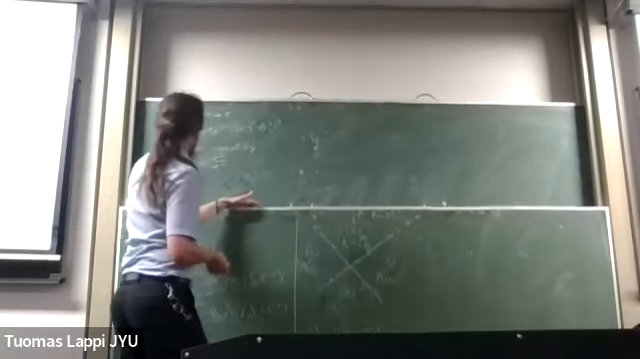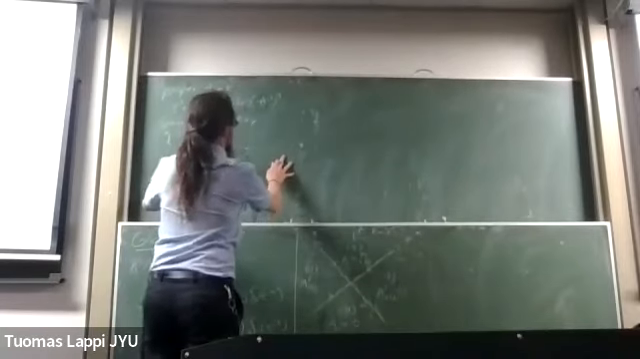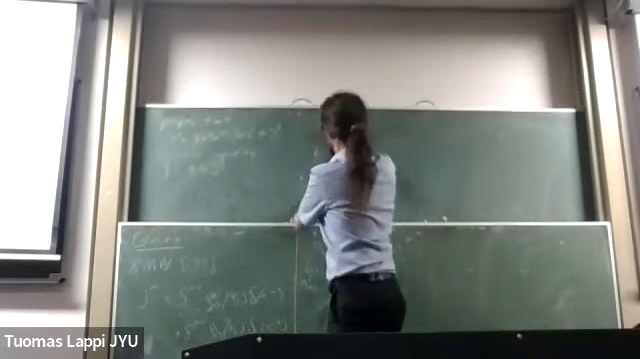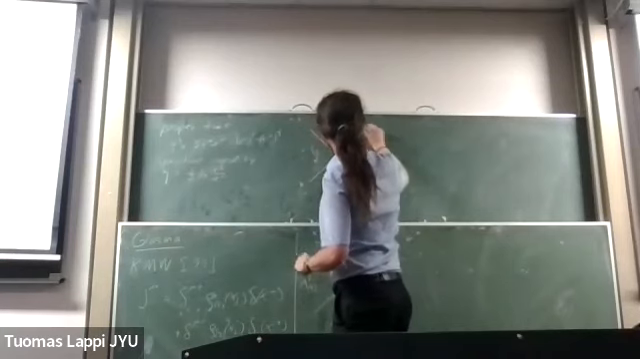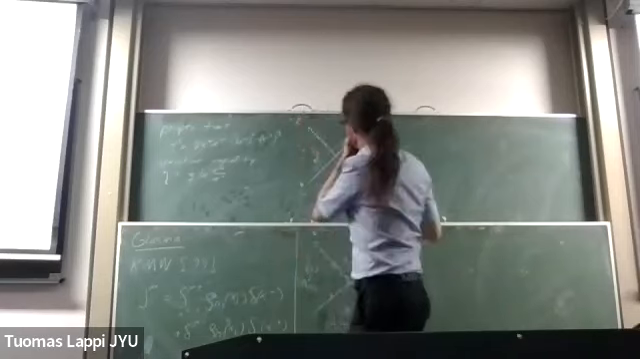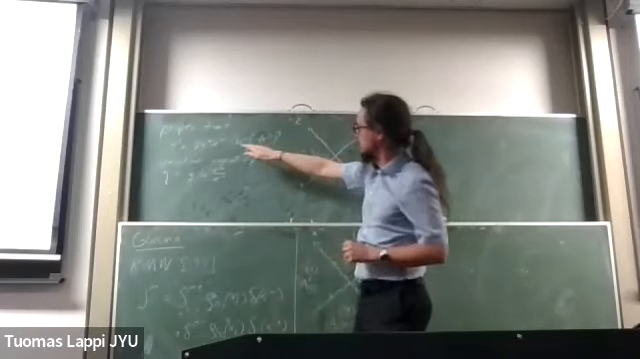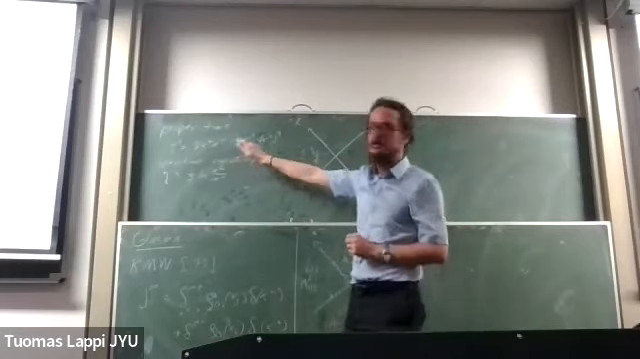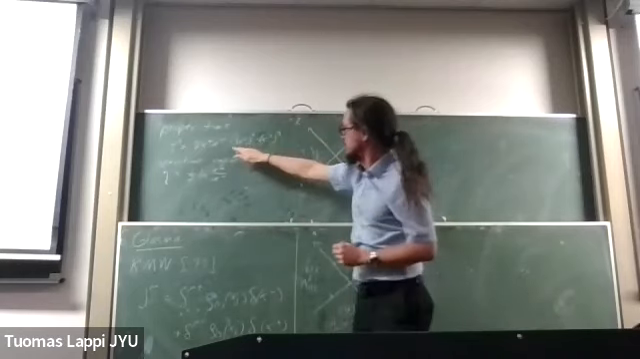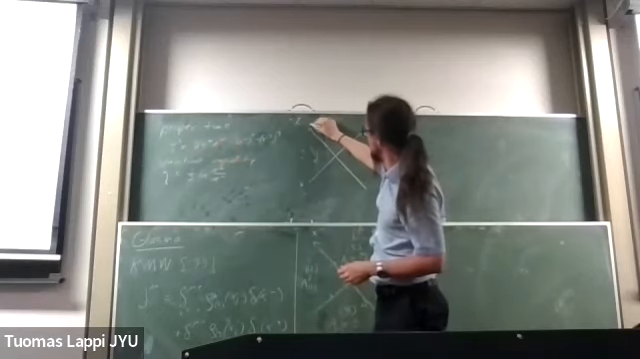Okay, so let's draw these a little bit in our space-time. In our space-time diagram, here's x plus, here's x minus. A constant tau surface is, you can see that x plus times x minus is a constant. So a constant tau surface is a hyperbola.